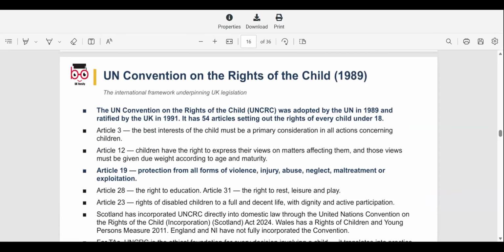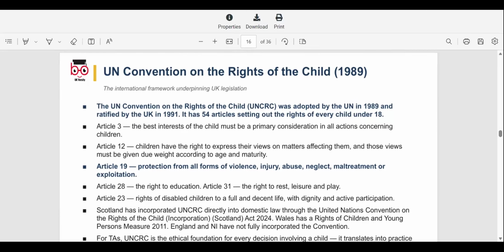We've got the UN Convention on the Rights of the Child, 1989, and it was adopted in November 1989, and it sets out civil, political, economic, social, and cultural rights of every person under the age of 18, making it the most widely ratified human rights treaty in history. So it's anyone under the age of 18, and it obviously applies to every child, and the best interest of the child is the concern when it comes to the UN Convention on the Rights of the Child.